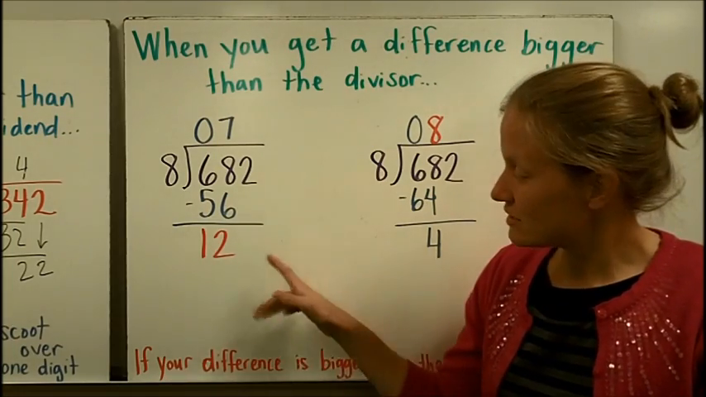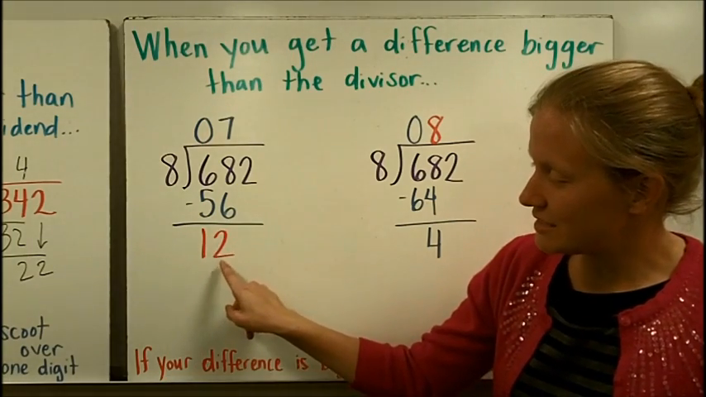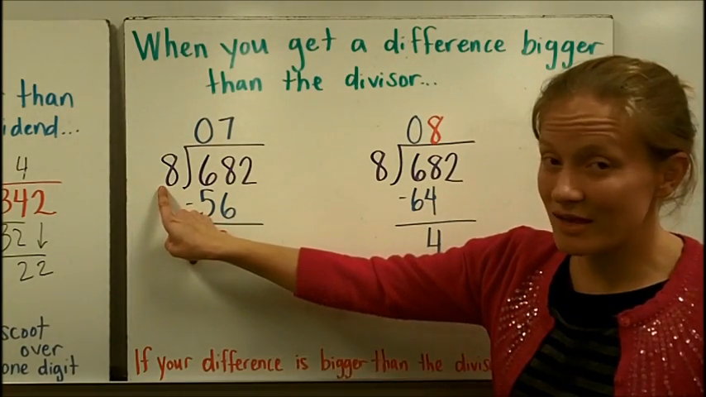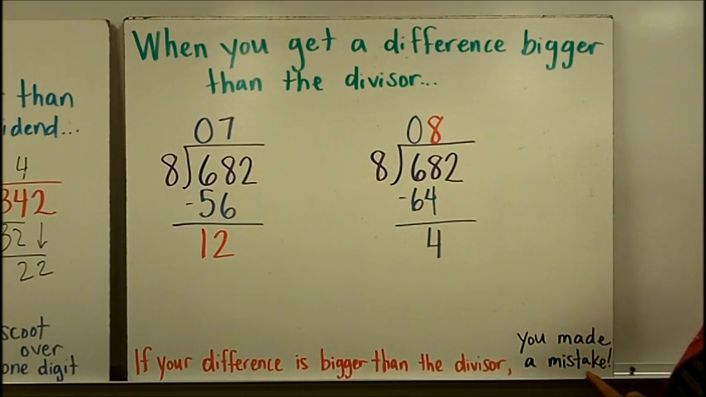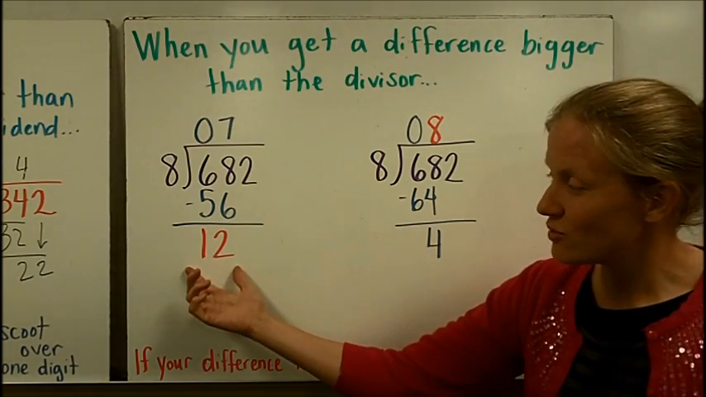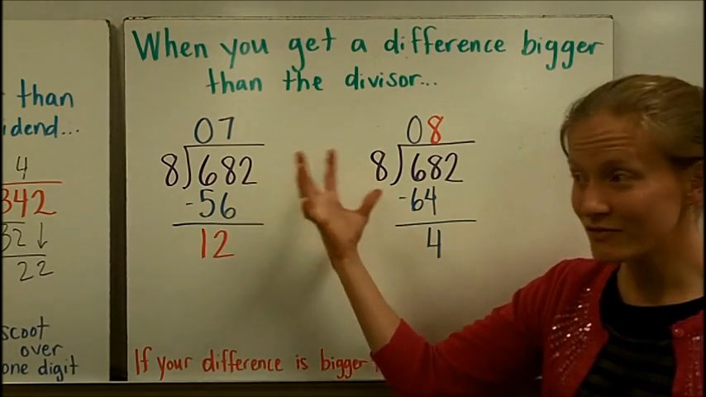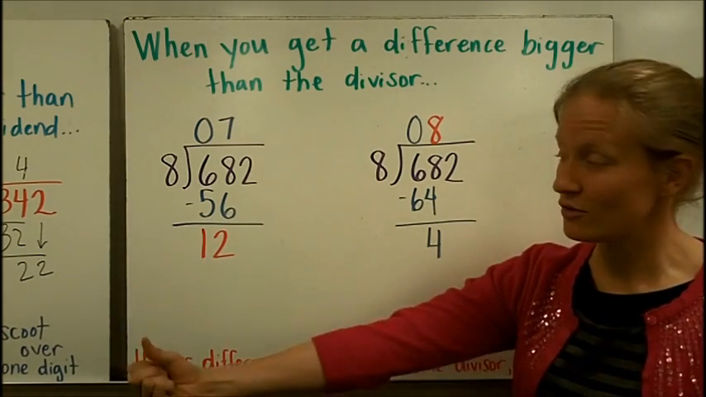Now whenever you see a difference, after you've subtracted, that is bigger than your divisor, if your difference is bigger than your divisor, you have made a mistake. That's because if you have 12 left over, you need to think that I could have taken out another group of 8. I took out too few.